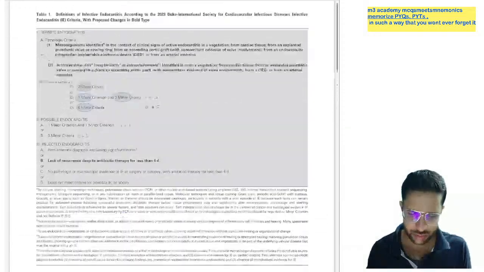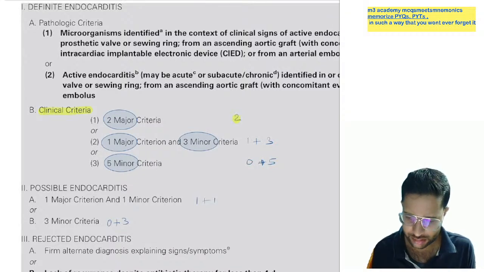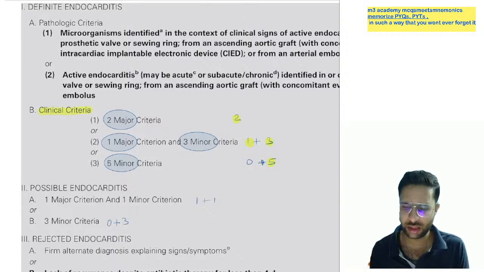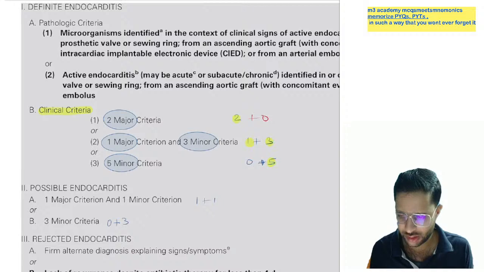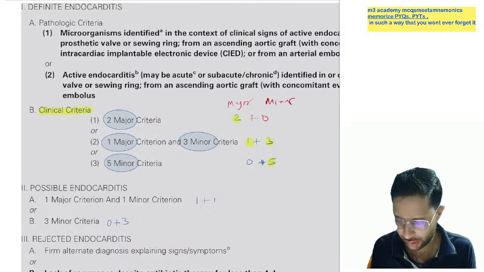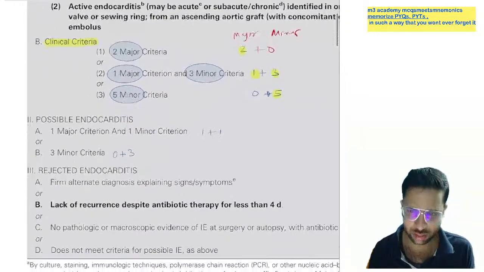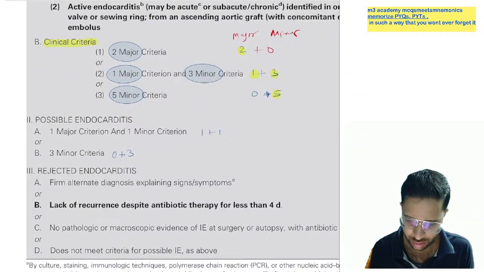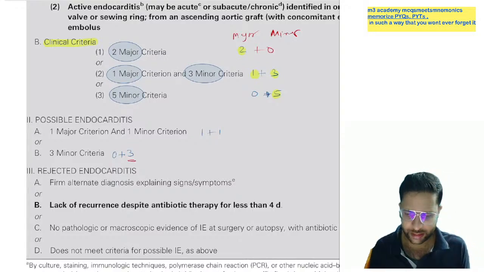Definition of endocarditis, clinical criteria. How do we define it? You can say two major criteria, or one major and three minor criteria, or five minor criteria. How do you remember this? 2 + 0 means two major criteria; 1 + 3 means first you write major, then minor. So two major criteria, or one major and three minor, or five minor criteria. Now, possible endocarditis is 1 + 1: one major and one minor is possible. Three minor criteria is also possible endocarditis.